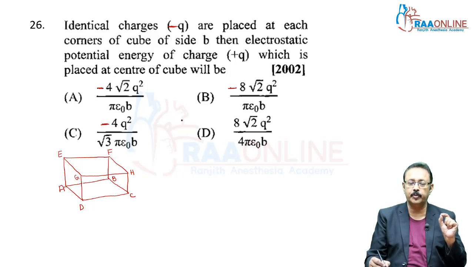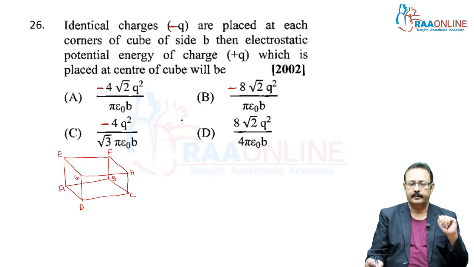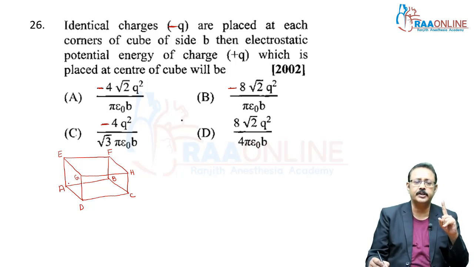Potential energy due to A, due to D, due to C, due to B, due to E, due to F, due to G, due to H. But all potential energies are equal. Why? All charges are equidistant. So we will calculate potential energy only for one charge. You can take any one.